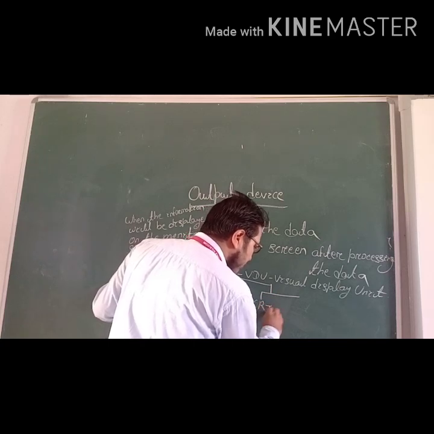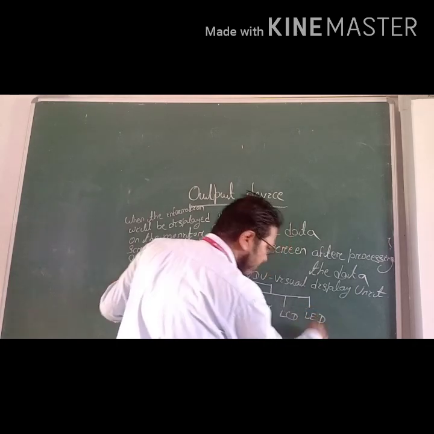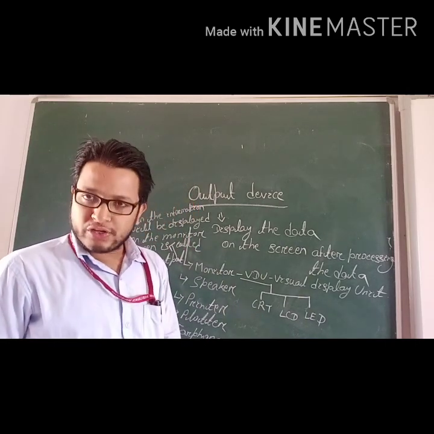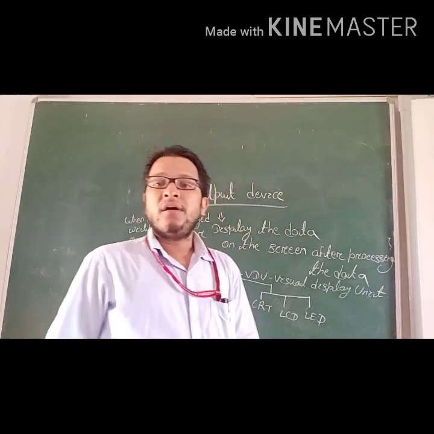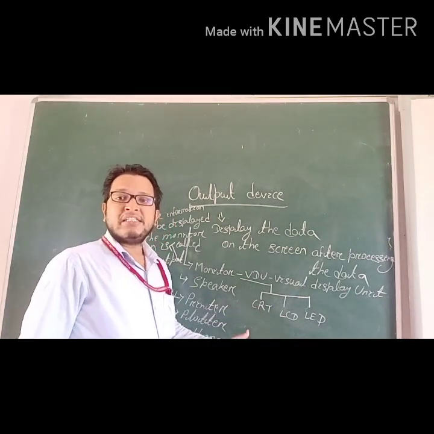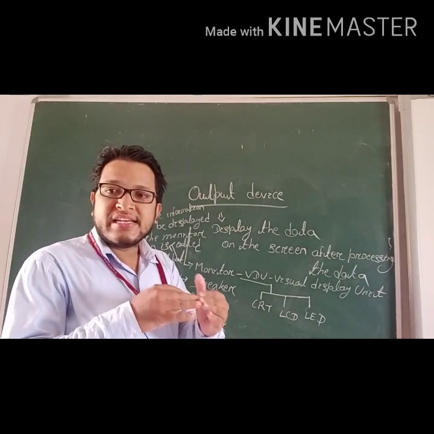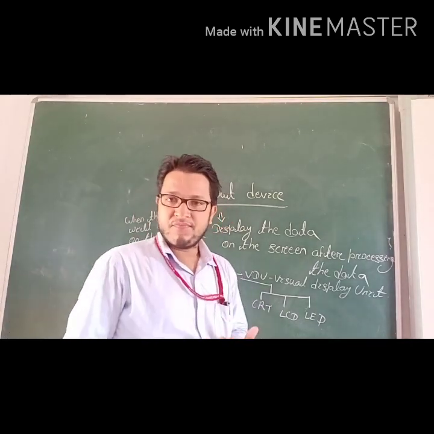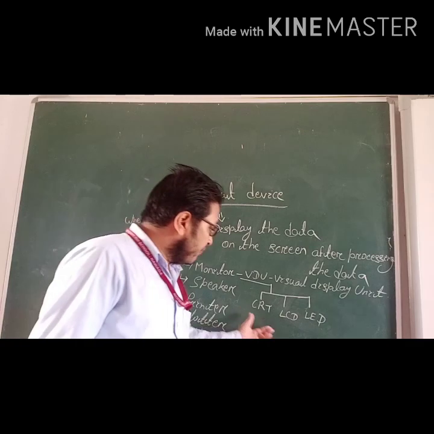One is CRT, for cathode ray tube, LCD for liquid crystal display, and LED for light emitting diode. Okay students, cathode ray tube means it is made up of a tube which contains phosphorus, with thin plates. Okay students, LCD, liquid crystal display, and LED, light emitting diode. What are the differences between them?